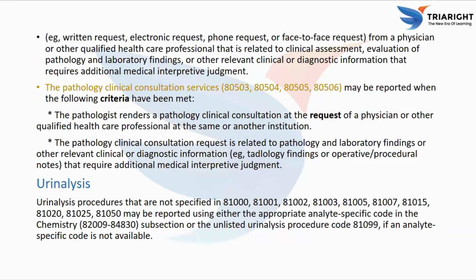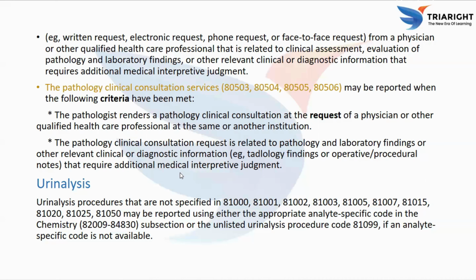So what is the criteria that must be met? You can only bill 80503 to 80506 codes when all of these apply. First one, there is a request. The pathologist must be asked to provide an interpretation, not just automatically reviewing the results. Second, it involves a medical interpretive judgment. This is more than reporting the numbers.